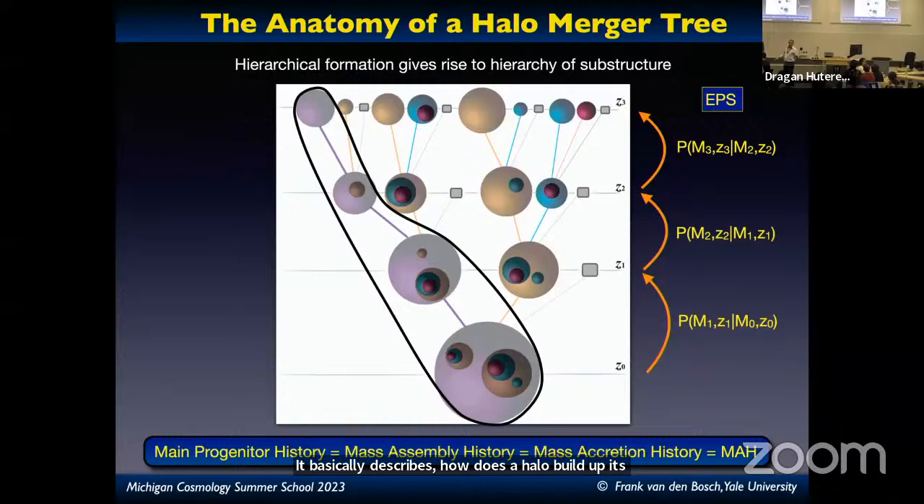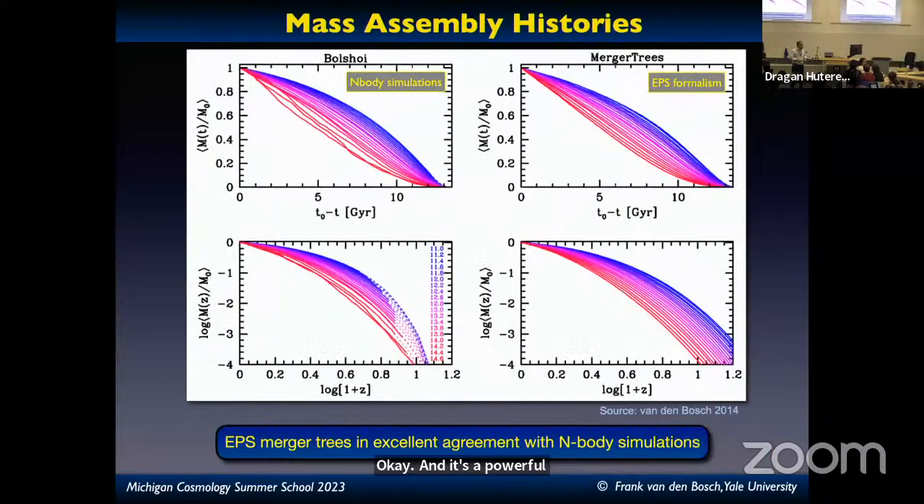Okay. And it's a powerful tool. And you can compute that. And here are the results. So on the left are results from a numerical simulation, a Bosch simulation. And what I did there is I went into the simulation, found halos of a given mass, say 10 to the 11 solar masses at redshift 0, and went to earlier snapshots of the simulation and asked what is the mass of its main progenitor. Okay, and traced it back. And then I have 1,000 halos, and I average that over all these 1,000 halos. And then I get the average mass assembly history. And that is what is plotted here.